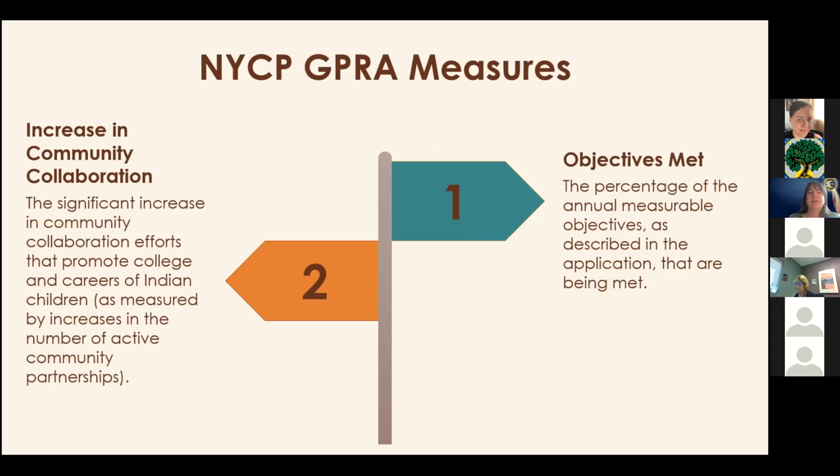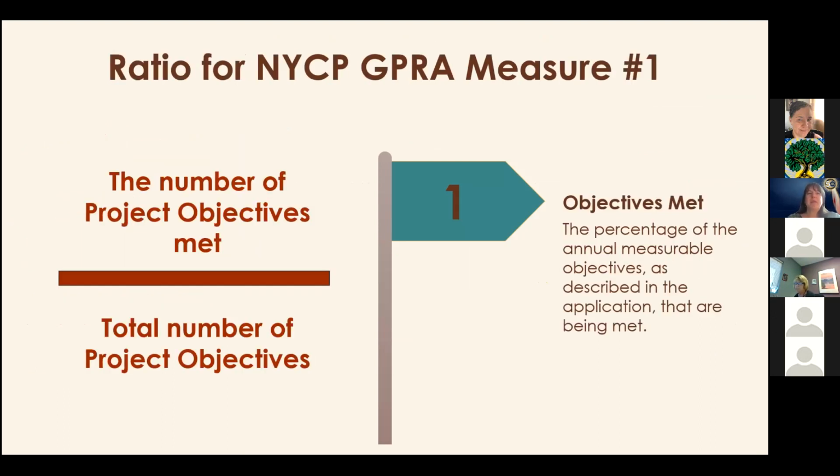So here they are again, your two GPRA measures. We're going to talk through them one at a time. The first GPRA measure, which is about the objectives met, reads: the percentage of the annual measurable objectives as described in the application that are being met.